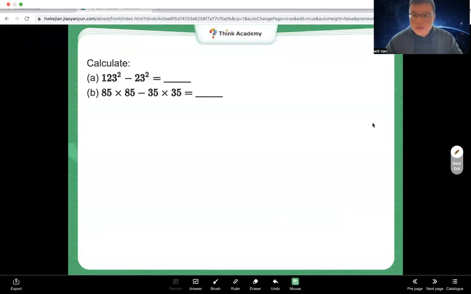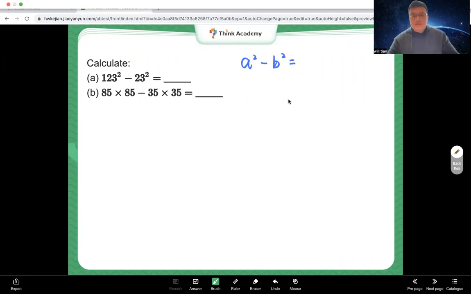So this one is about the difference of square numbers, right? First, let's just review that formula we learned. It's going to be a squared take away b squared, right? Anyone still remember that? A squared minus b squared equals what number in the bracket times by what number? It's going to be the sum of these two numbers times by the difference of these two numbers, right? So we should do a plus b, or we take away b.